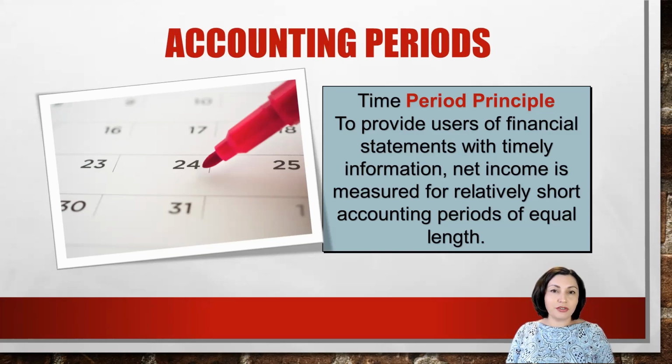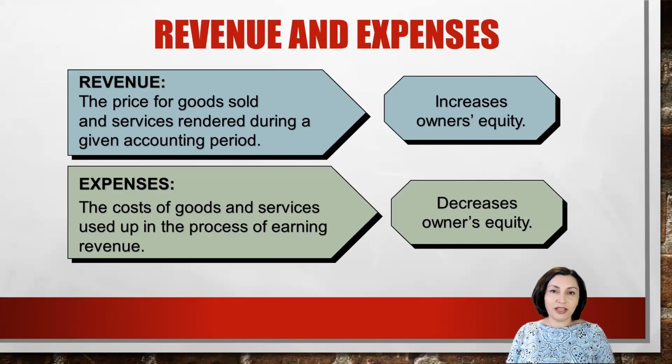However, many transactions cross from one accounting period to the next. This creates a problem for accountants. To deal with this problem, we will be using accrual accounting. Revenues represent the price of goods sold or services rendered to customers during any given accounting period. Revenues increase owner's equity. Expenses are the cost of goods or services used up in the process of earning revenue. Accountants try to match expenses incurred with the revenues generated in an accounting period.